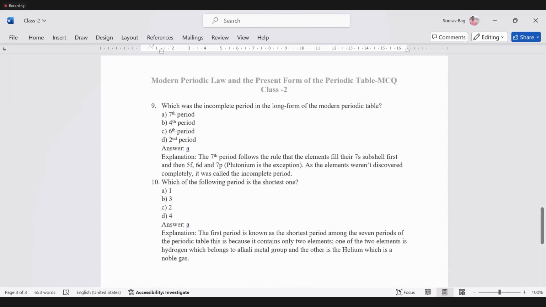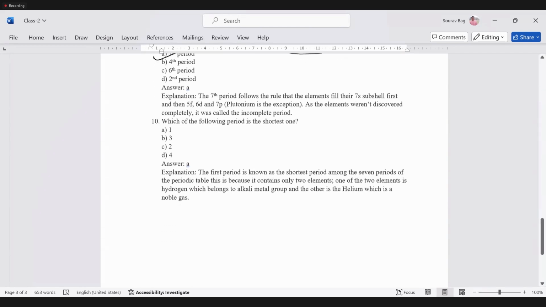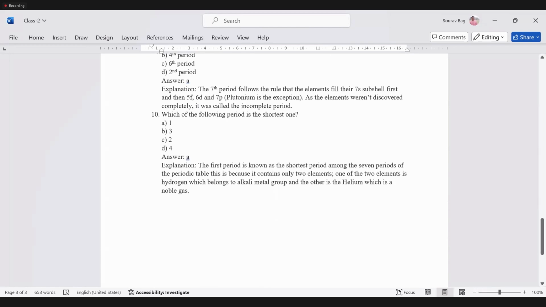Which was the incomplete period in the long form of the modern periodic table? If you see the modern periodic table, the seventh period is not complete. And which of the following periods is the shortest one? That is the very short period, with hydrogen and helium. In this period there are two elements, so the first period is the very short period.